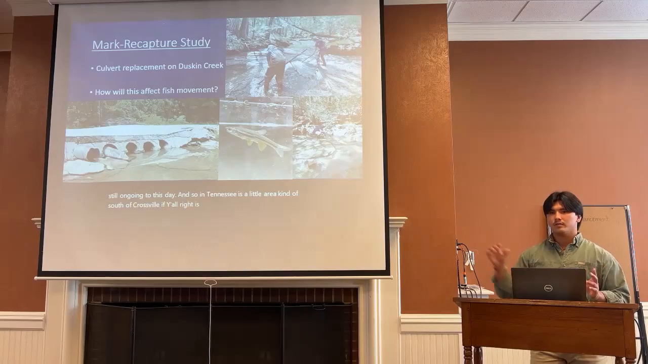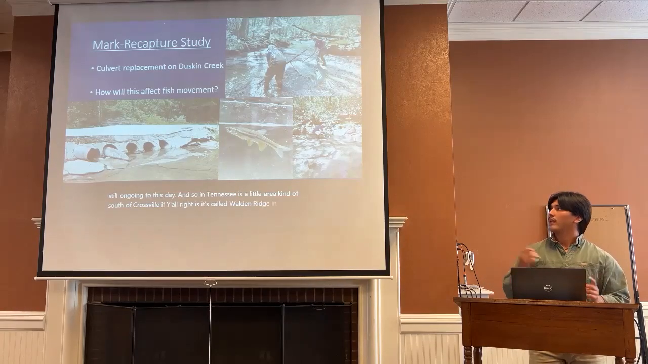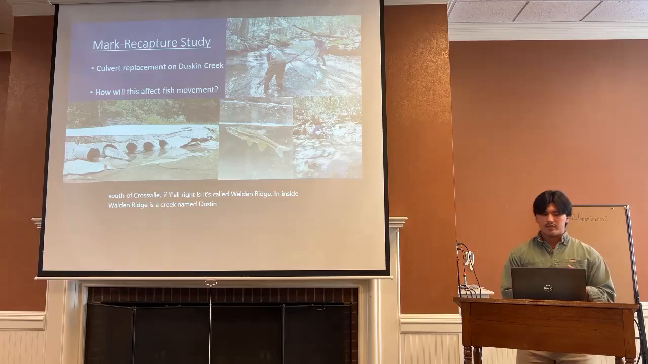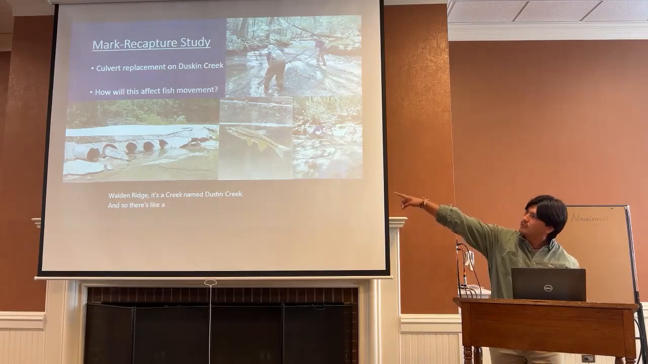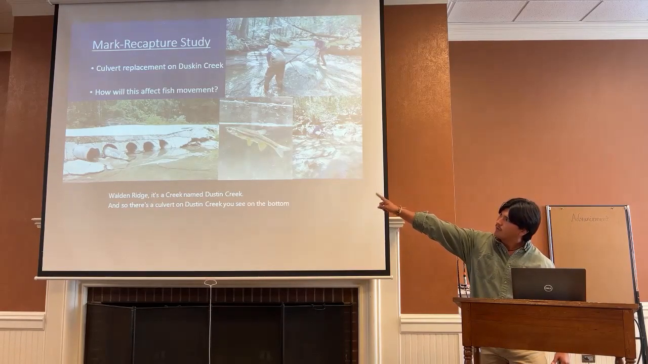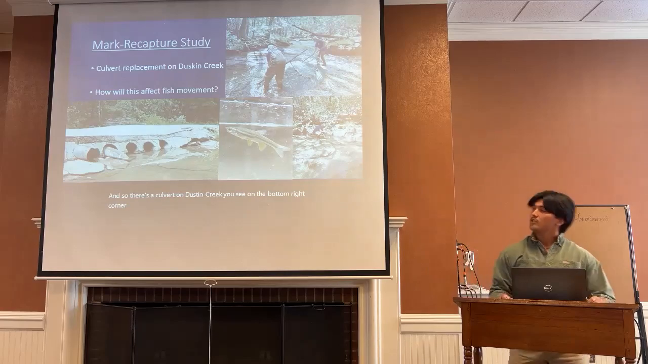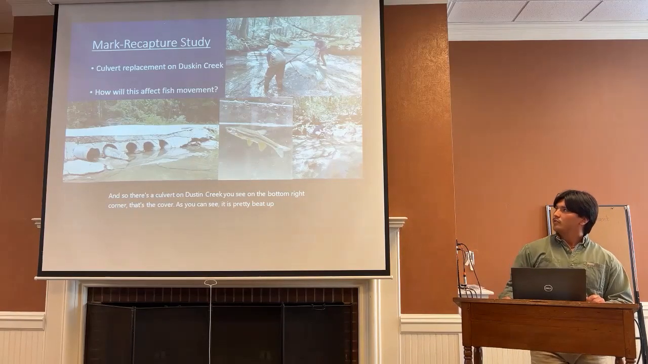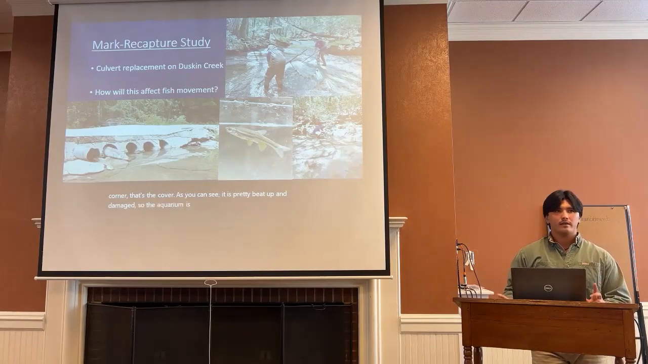And so in Tennessee is a little area kind of south of Crossville, if you know where that is. It's called Walden Ridge. And inside Walden Ridge is a creek named Duskin Creek. And so there's a culvert on Duskin Creek. You can see it on the bottom right corner. That's the culvert. As you can see, it is pretty beat up and damaged. So the aquarium is planning to replace that culvert next summer of 2024.